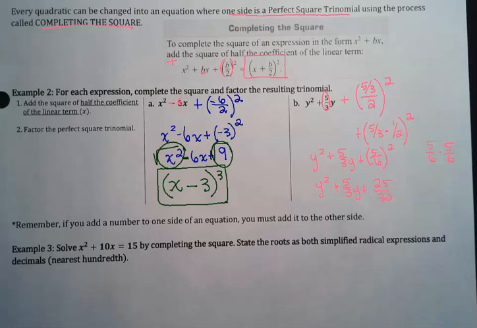And this time we have addition here, so it's going to be adding our terms. The square root of y squared is y, plus the square root of 25/36, which is 5/6. So this is going to be y plus 5/6, squared.